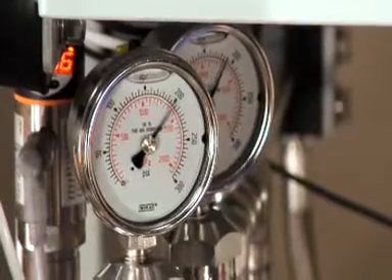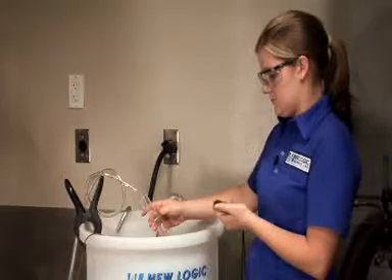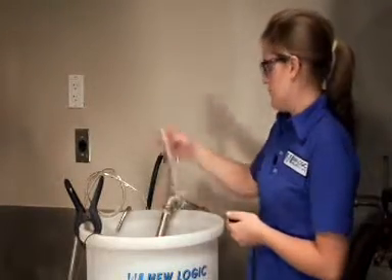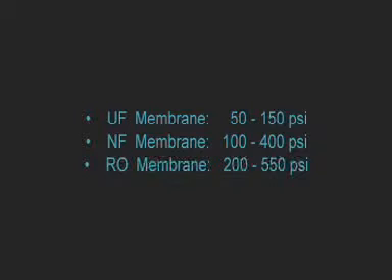In order to complete the pressure study, take approximately 6 to 8 pressure readings at 25 or 50 psi intervals. For a UF membrane, test between 50 and 150 psi. For an NF membrane, test between 100 and 400 psi. For a reverse osmosis membrane, test between 200 and 550 psi.